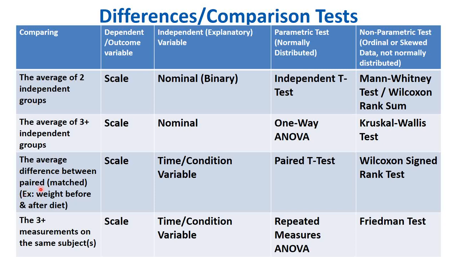If you're looking for differences between matched pairs, so you might have numeric or scaled data across time, at 2 different time points, you're looking at a paired t-test and a Wilcoxon signed rank. If you have 3 groups or 3 measurement times, you're looking at a repeated measures for a parametric or normally distributed, and a Friedman's test for non-parametric. So that just organizes our thought process of which test to use.